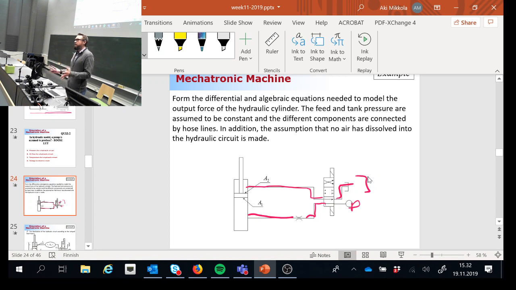So let's see how much is needed to make a model like this. Obviously, what I really want to do here is learn how much force this hydraulic cylinder is capable of producing. And in order to know that, I have to know how much is the pressure here in the piston rod side and how much is the pressure here in the piston side. That's, in short, what I need to do.